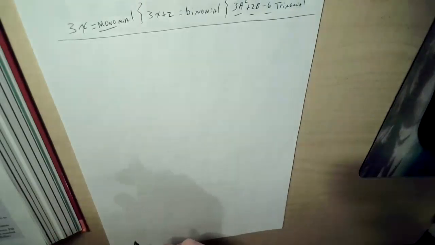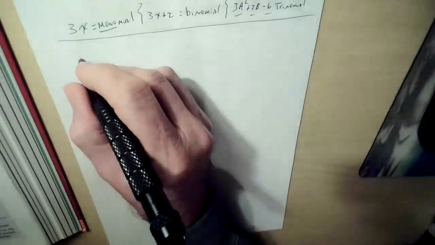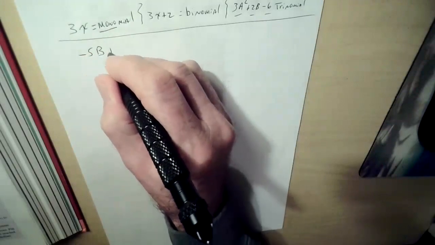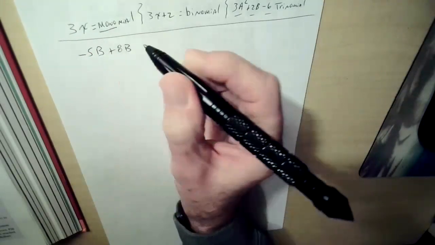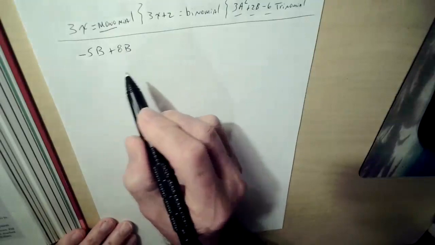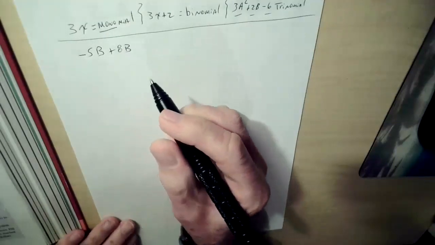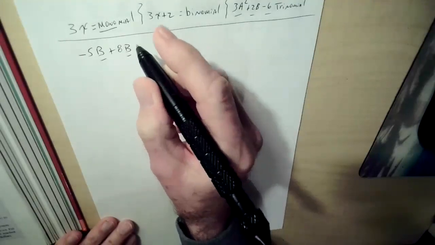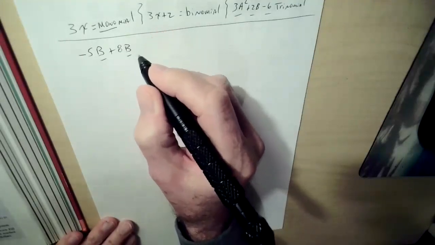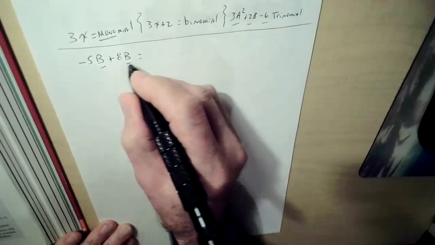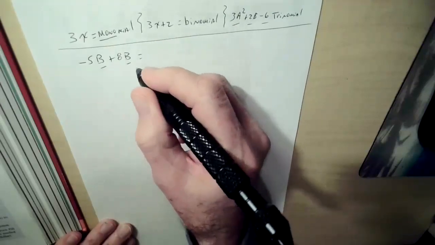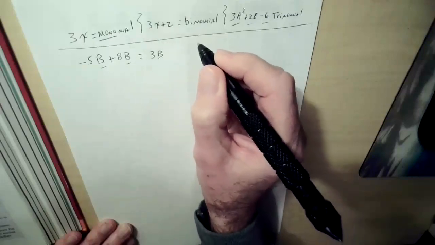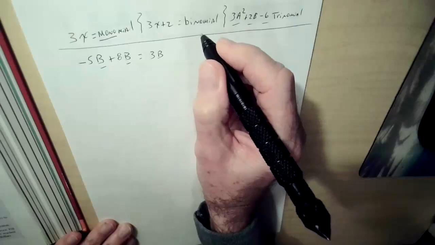So, what if we have negative 5b plus b? Are these like terms? We talked about this, I don't know, a couple of weeks ago, it seems like. If we have the same variable and the same exponent, they have to have the same exponent also. This is nothing more than addition, subtraction. So this is 8 minus 5 or 3. Right.